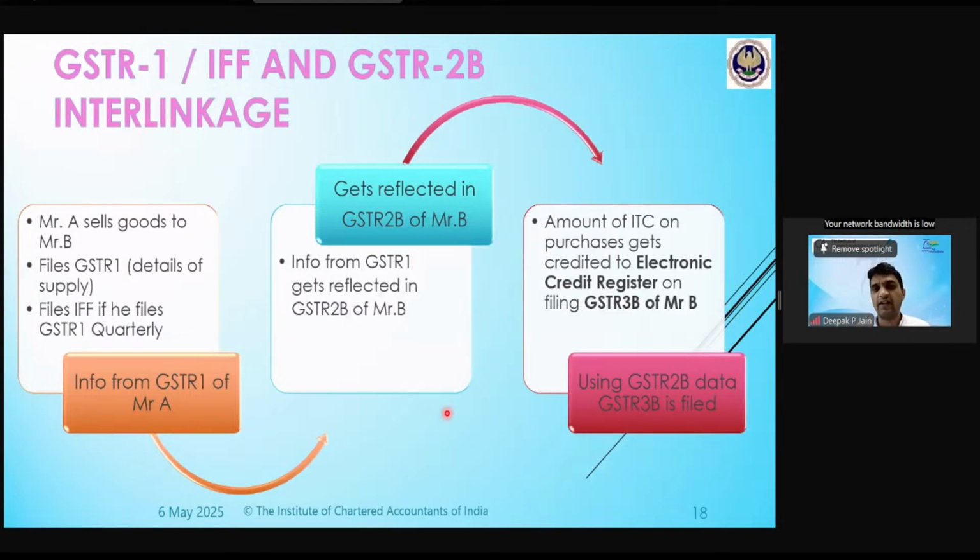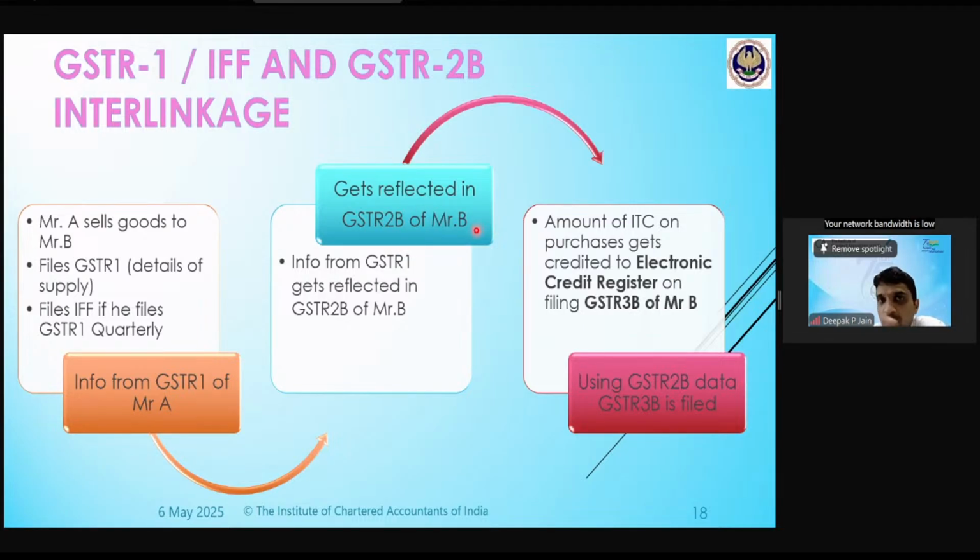Now, what is this GSTR1 and 2B linkage? Say एक example लेते हैं, Mr. A sells goods to Mr. B and he is filing the GSTR1. Now, this filing when he does, or he files IFF if he is a quarterly GSTR1 filer. So, GSTR returns जो है quarterly भी file कर सकते हैं, monthly भी file कर सकते हैं for a small taxpayer. So, if he is a small taxpayer, वो quarterly GSTR1 file करेगा, monthly he can file an IFF. So once he has filed this GSTR1 or IFF, this detail will appear in the GSTR2B of Mr. B.